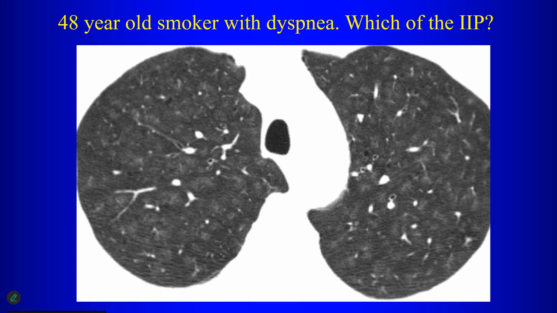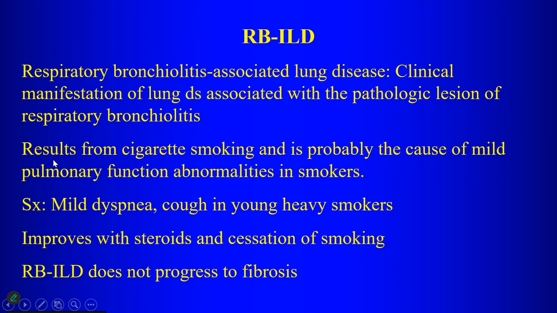Does that make a difference in the appearance? Just the laboratory. The answer is smokers don't get HP. Oddly enough, smoking is protective against HP, hypersensitivity pneumonitis. Smokers don't get HP, right? So if you get the history of smoking and you have central lobular ground glass nodules, you go to respiratory bronchiolitis, okay?